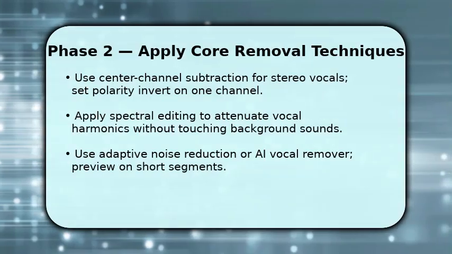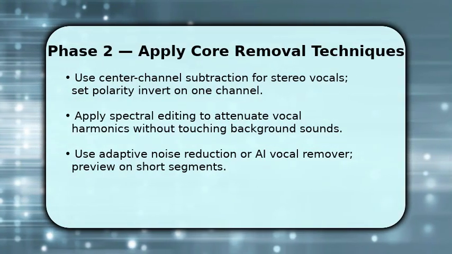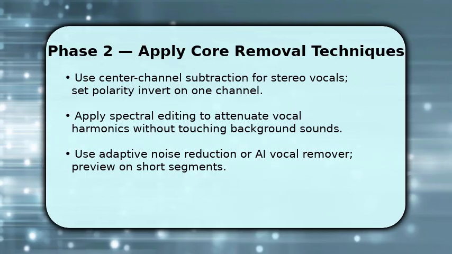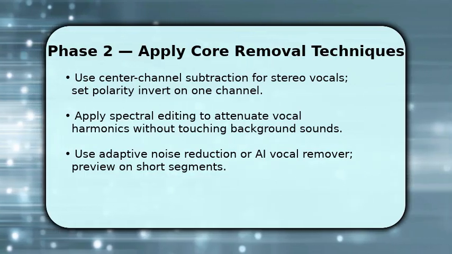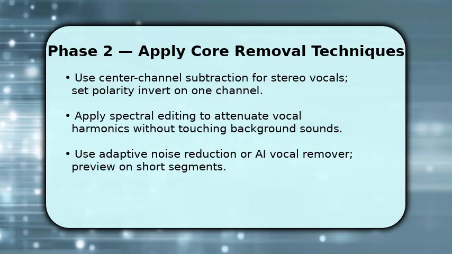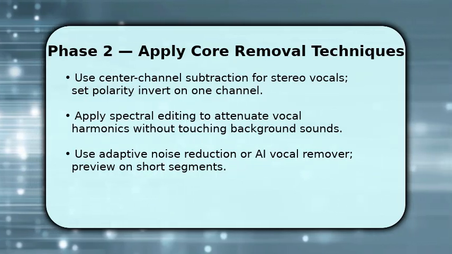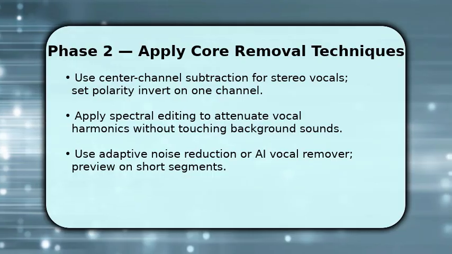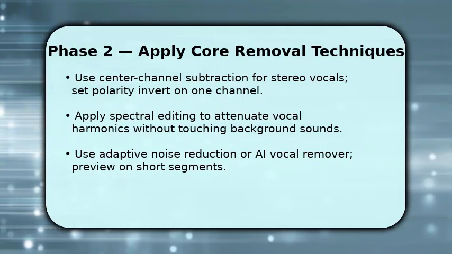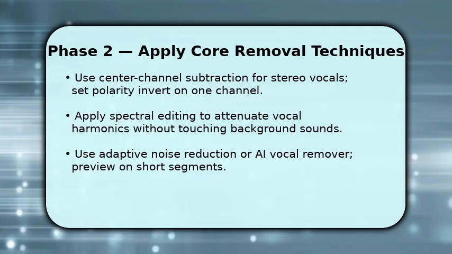You now perform the main removal. If vocals are centered, apply center channel subtraction by inverting polarity on one channel and adjusting levels. This cancels shared center content. For overlapping frequencies, switch to a spectral editor and surgically reduce vocal harmonics while preserving transients.